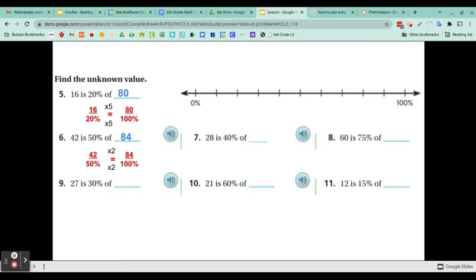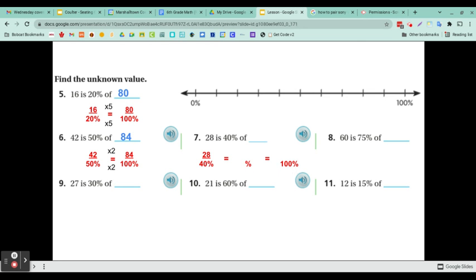So you hopefully should have been able to get 28 is 40. And we know we need to get to 100%. But this one's a little different than the first two that we did. 20%, we can count by 20% to get to 100%. We could count by 50s to get to 100%. But I can't count by 40s to get to 100. I'd go 40, 80, 120. I don't land on 100.